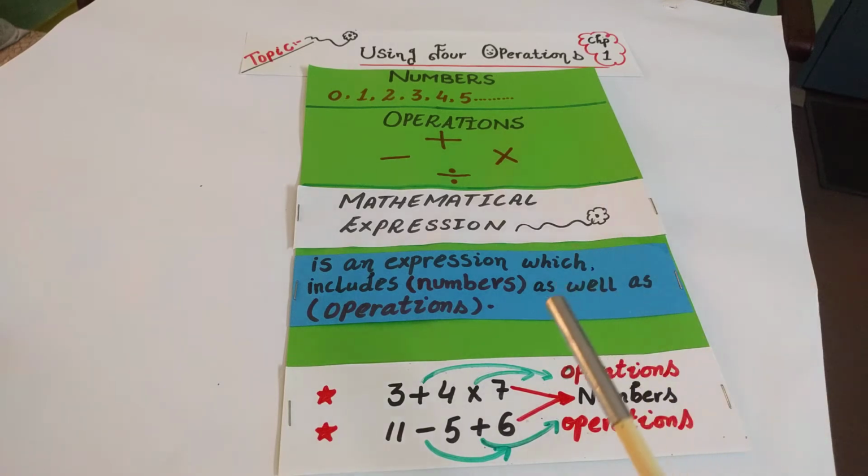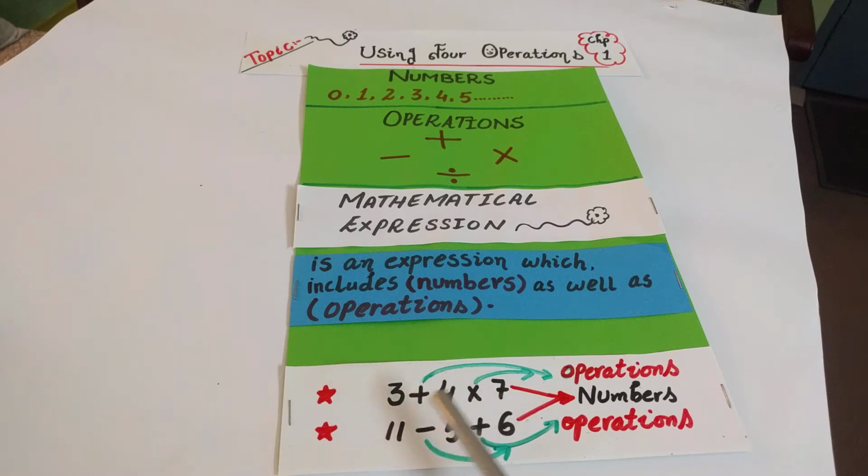Let's take an example of a mathematical expression. 3 plus 4 multiplied by 7. Now here 3, 4 and 7 are the numbers. Plus and multiply, these two signs are called operations, and we are using these numbers and operations together in the same place. Now this whole term is called a mathematical expression. Clear?